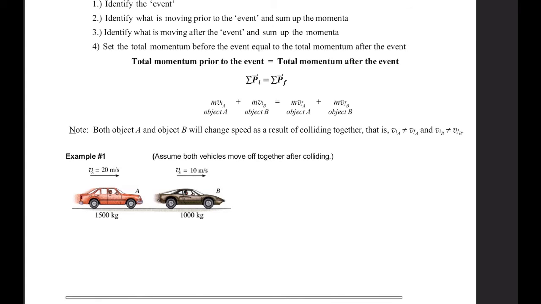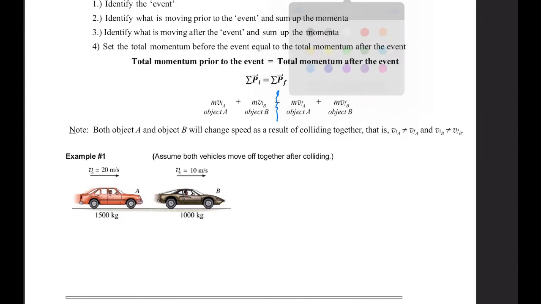We're going to ignore the friction on the wheels. There is no other external aspect to this problem that will change the velocities of these cars. We're going to ignore air resistance, so there are no external forces, just orange on brown and brown on orange. The event is when they collide, when they hit each other. So this is where we consider the event.